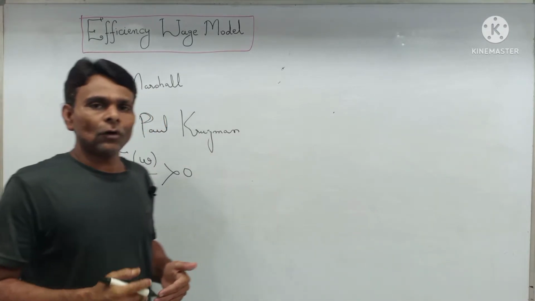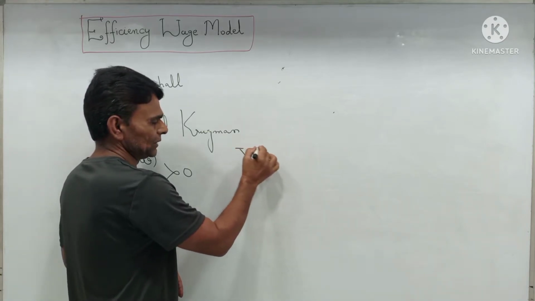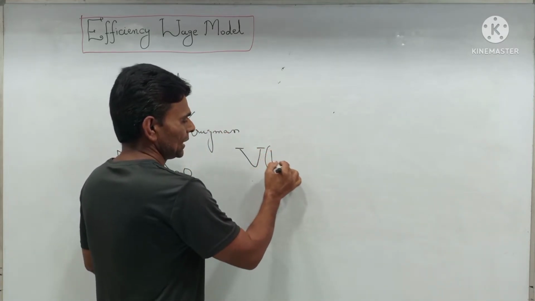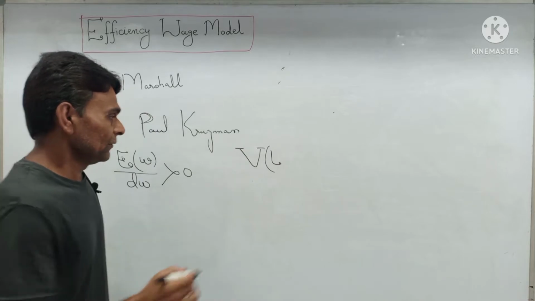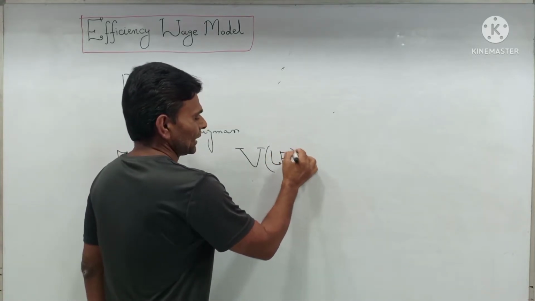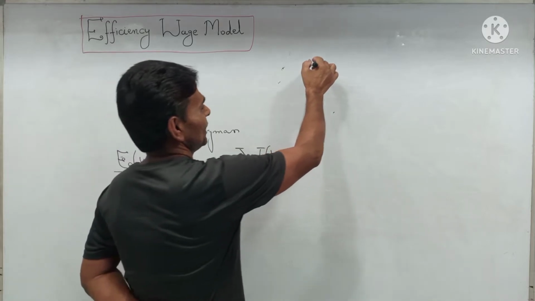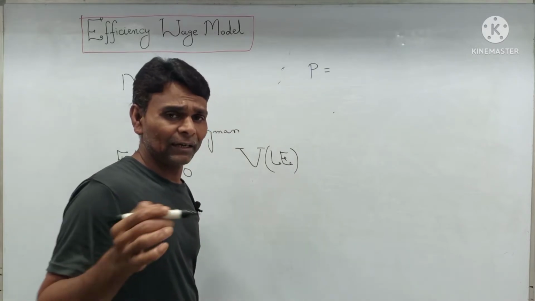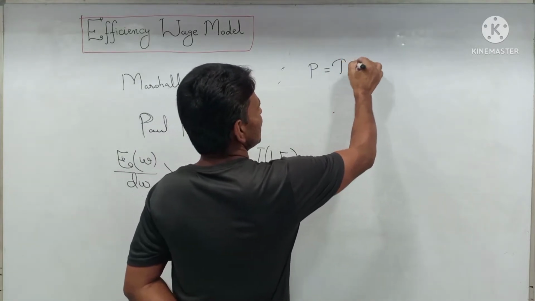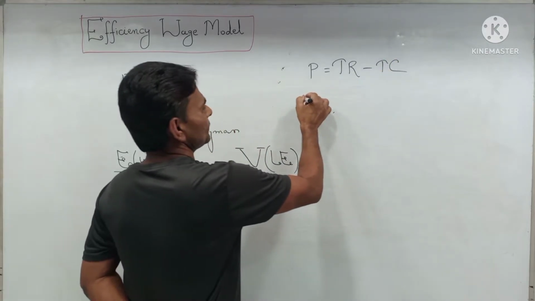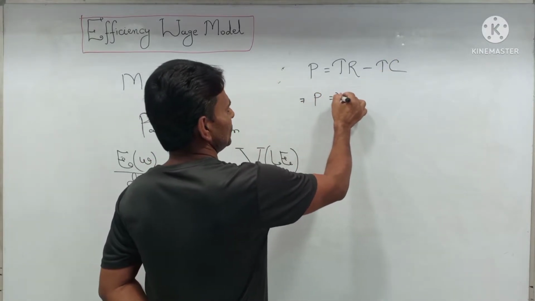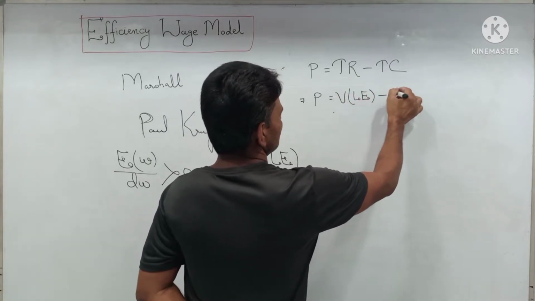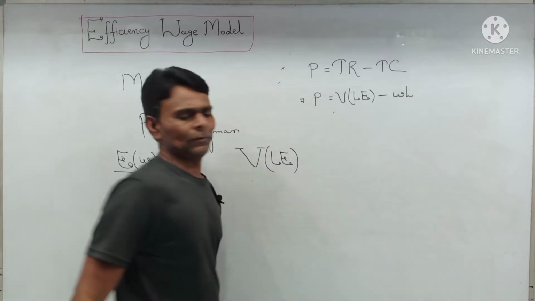The sale of the firm is denoted by V. V indicates the sale of the firm, which is a function of the amount of employment of labor and efficiency. And we know that profit is the difference between TR and TC: profit equals TR minus TC. TR is equal to V, the sale. V is a function of L and E. TC is the wage times the amount of labor, that is, W times L.